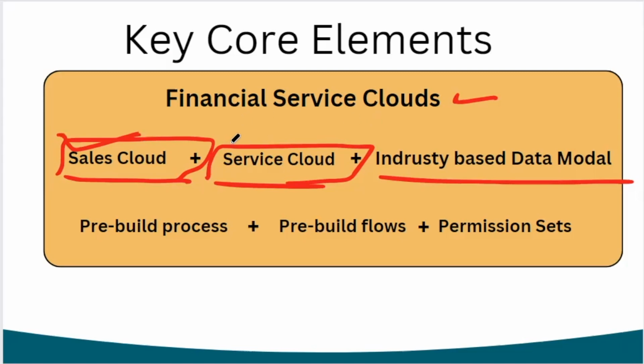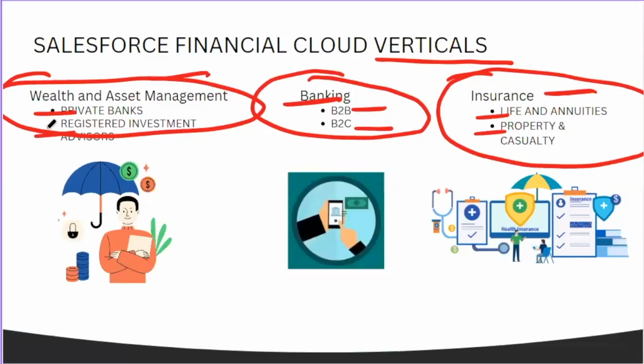Also, you will get all the functionality of Service Cloud, whether it is omni-channel, queue, case management, lead management, or opportunity management. You will get it with Financial Service Cloud. Also, Financial Service Cloud comes with an industry-based data model. So we see three sub-verticals here: wealth management, banking, and insurance.